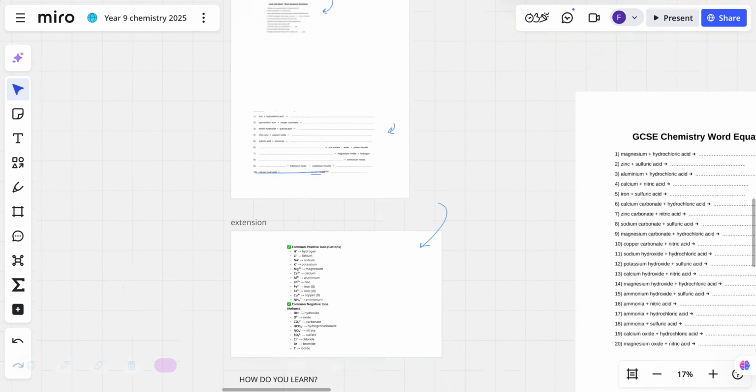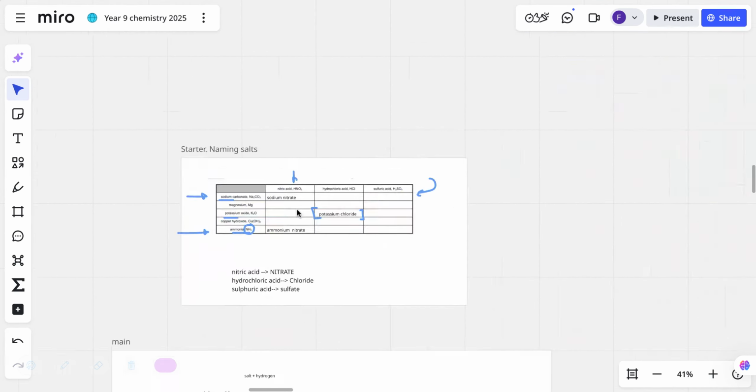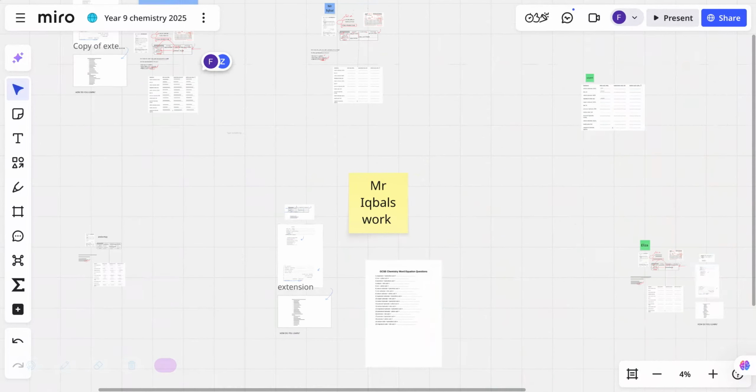So, what we did last time was naming salts, and this is my work. What I'm going to do is move this across here, and I'm actually going to delete my old work, but not yet. I'm going to go through it first.